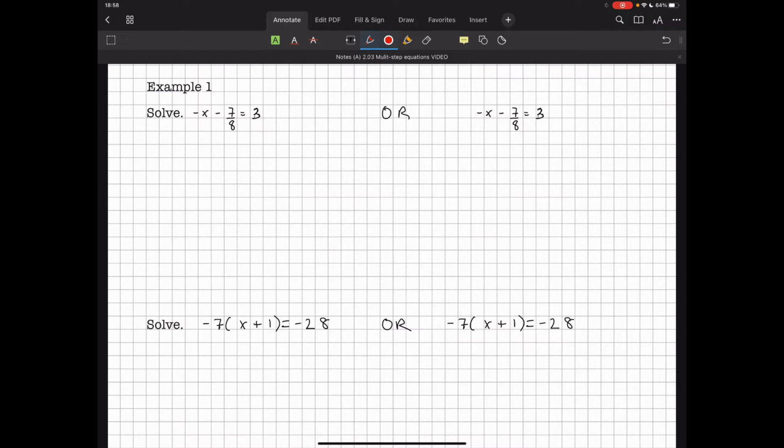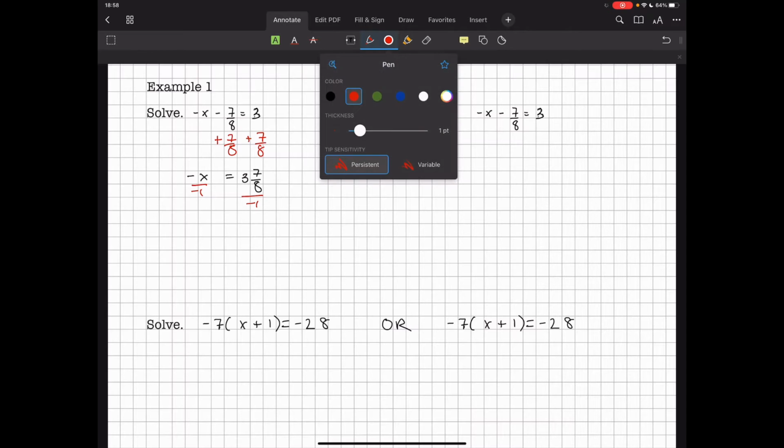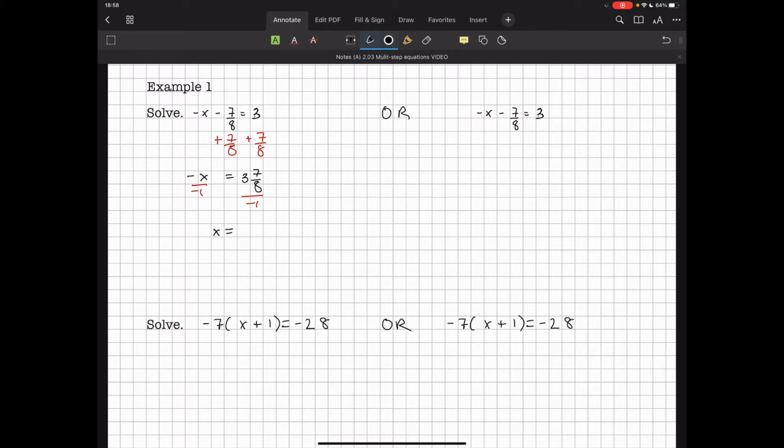One way to solve negative x minus 7/8 equals 3 is to start by adding 7/8 to both sides. By doing this, we isolate the variable on one side, that's negative x equals 3 and 7/8. And then we have one more step, which is to divide both sides by -1. And we end up with x equals -3 and 7/8.